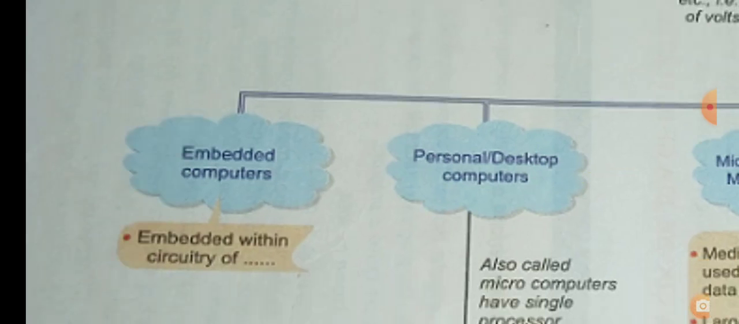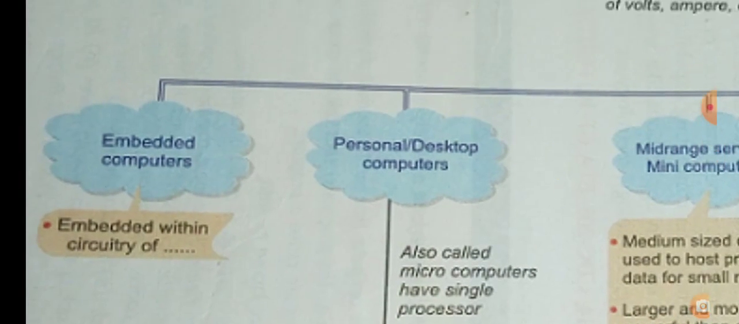Embedded computers are embedded within a circuitry, and examples of embedded systems are mostly used in home appliances, such as washing machines. Another example of embedded computers is the machine used in a petrol pump, which converts the price of petrol to the quantity of petrol.